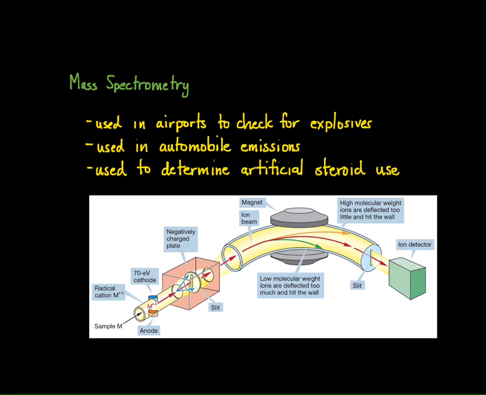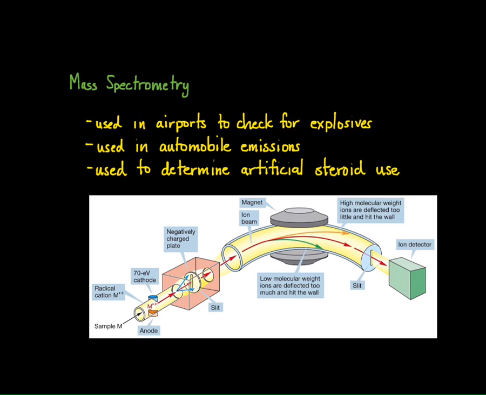Now the general scheme of a mass spectrometer looks like this. If you've had general chemistry, I know that when I teach general chemistry, I show this scheme to my students very briefly. Here, I want you to simply understand what's going on. I will never ask you to draw out a diagram of a mass spectrometer.